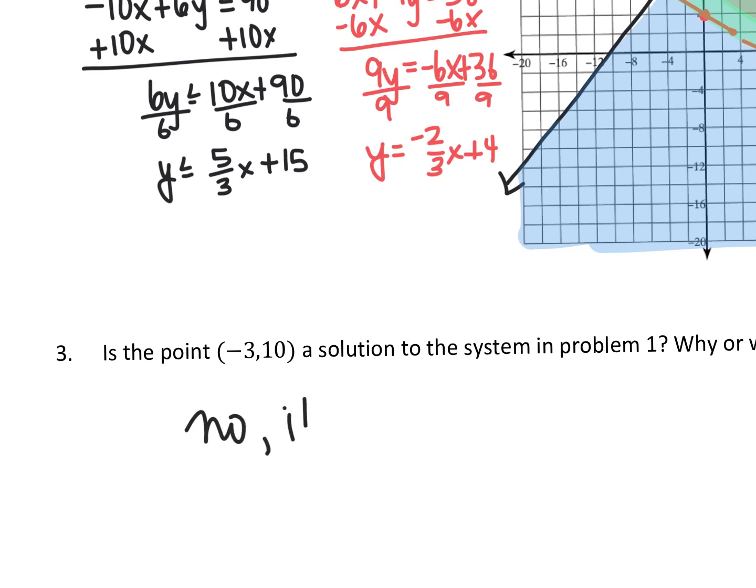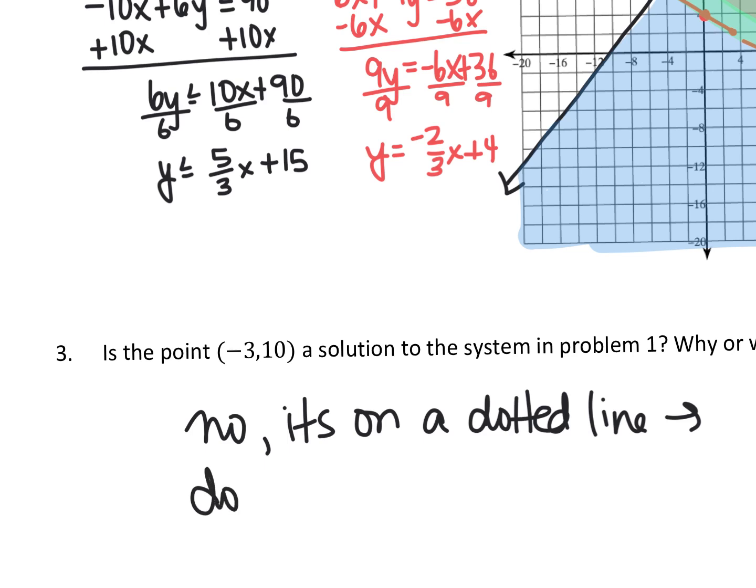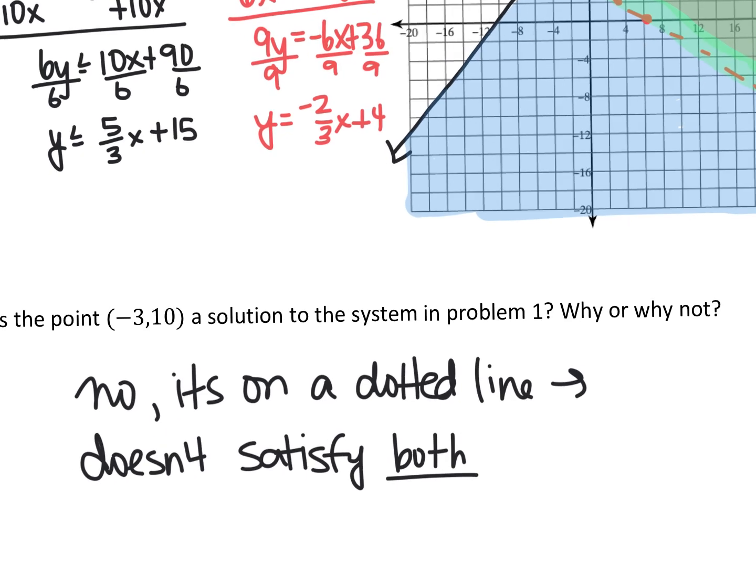So for number 3, no, it's on a dotted line. Doesn't satisfy both inequalities.